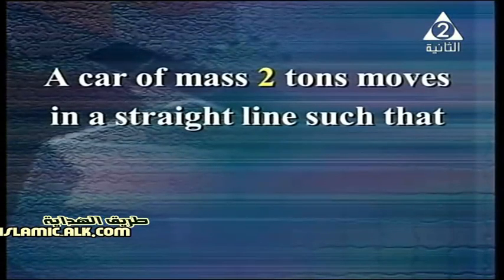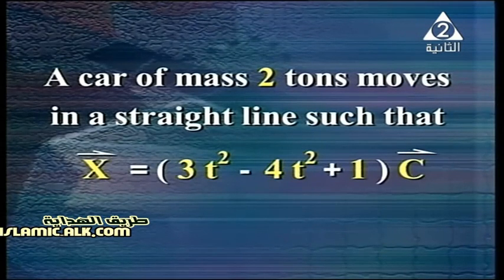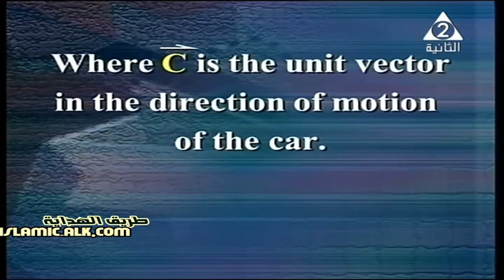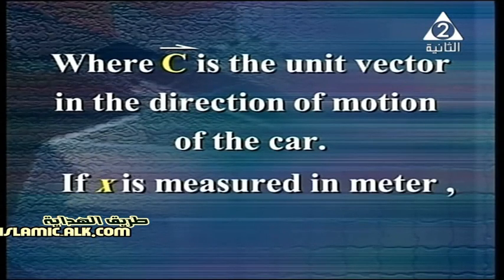Another example, dear student. A car of mass 2 tons moves in a straight line such that its equation is x vector equals 3t squared minus 4t plus 1 in unit vector c, where c is the unit vector in the direction of motion of the car. If x is measured in meters, what is the distance?